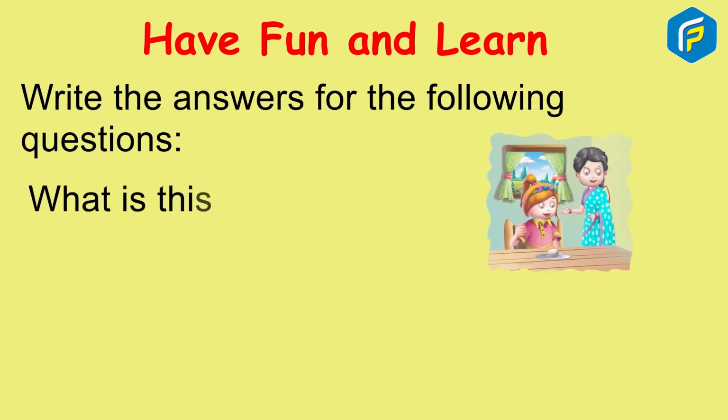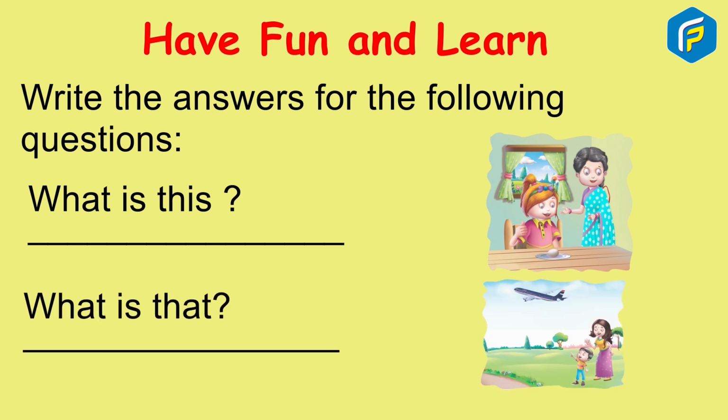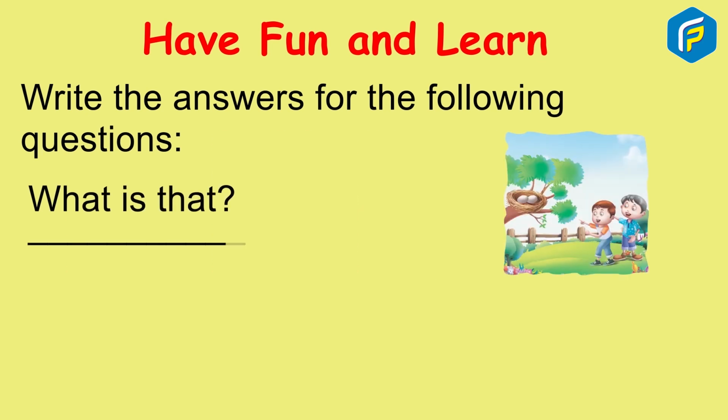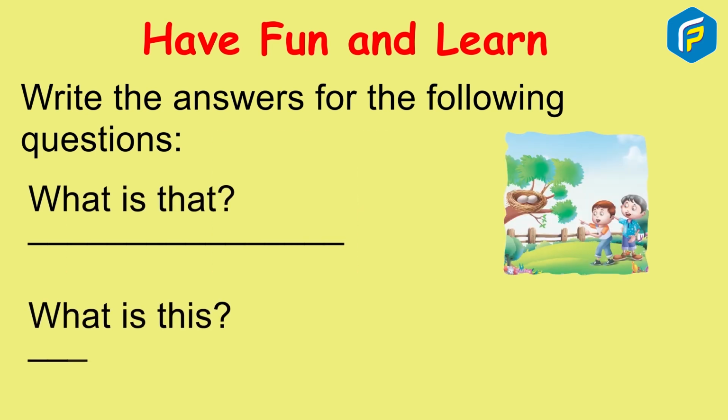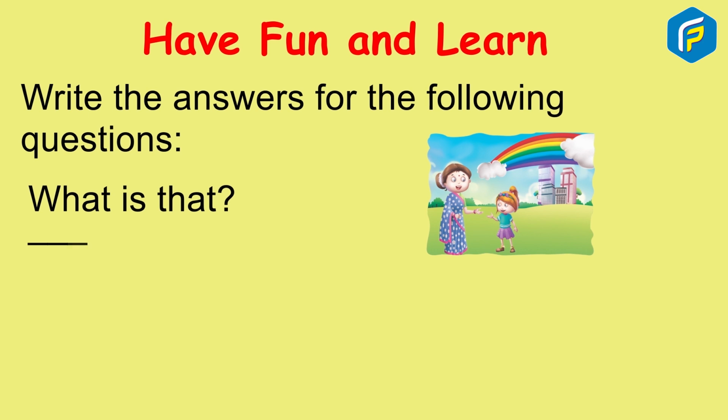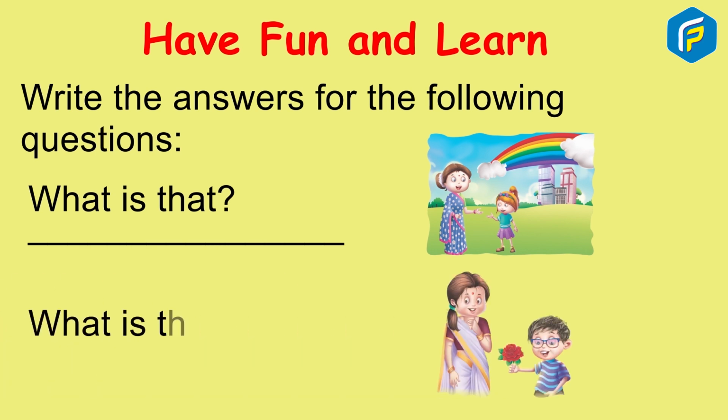What is this? This is an egg. What is that? That is an aeroplane. What is that? That is a nest. What is this? This is a cat. What is that? That is a rainbow. What is this? This is a flower.